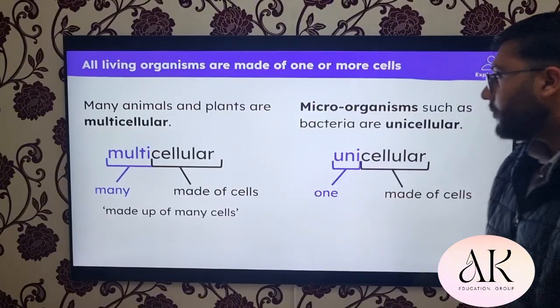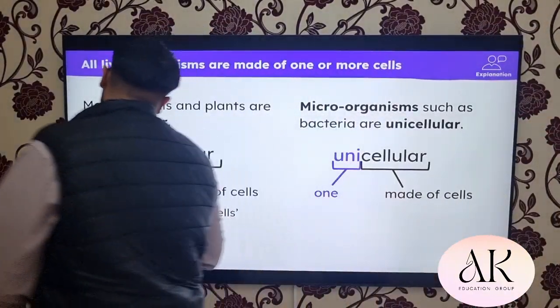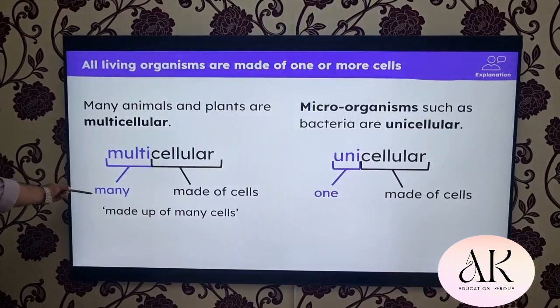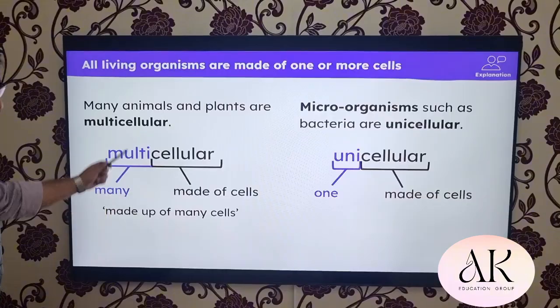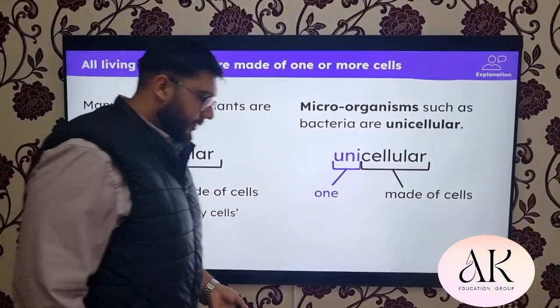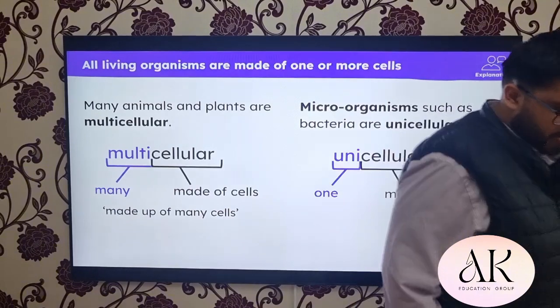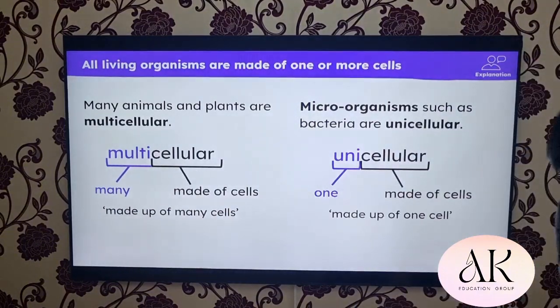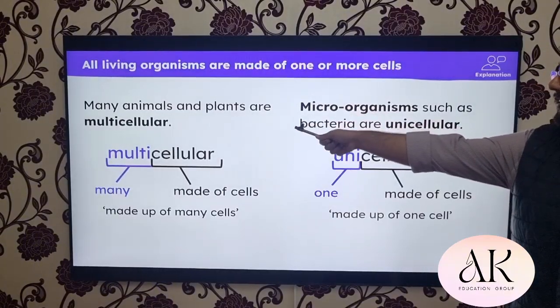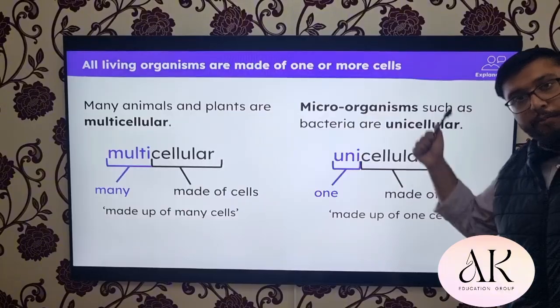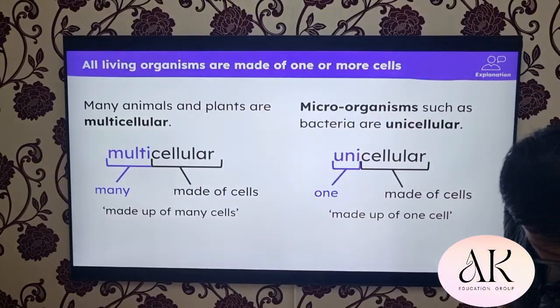So, multicellular. Multi refers to many, cellular refers to made of cells. Made up of many cells. That's what multicellular is. And then unicellular. Uni means one. Cellular made of cells, and then of course made up of one cell. So they can either be multicellular or unicellular. Make sure you're noting this down, guys.